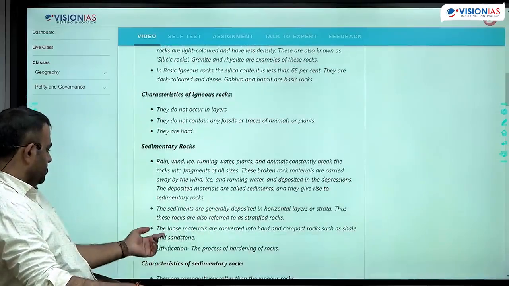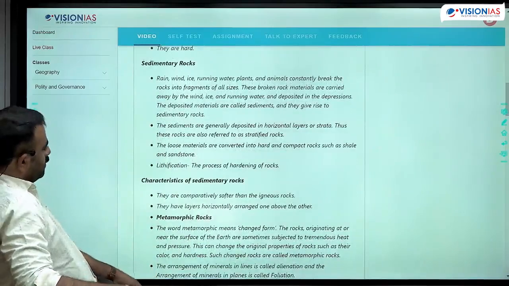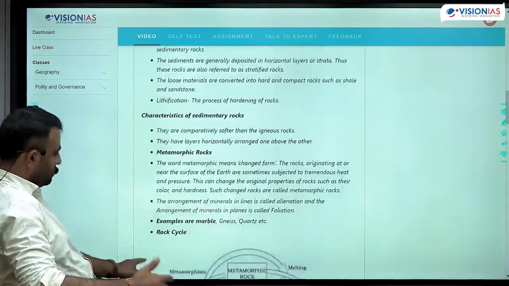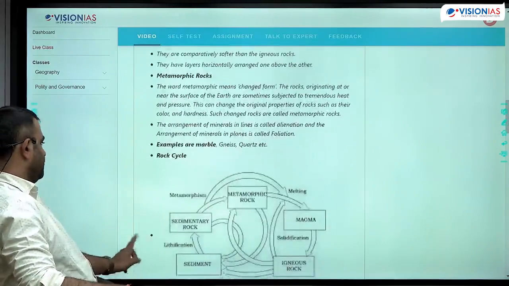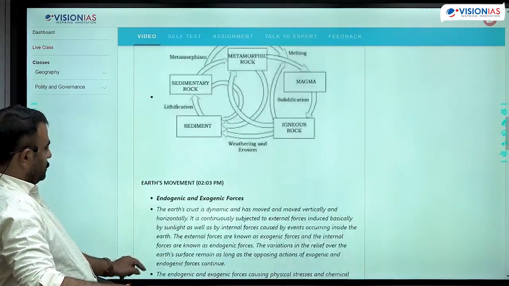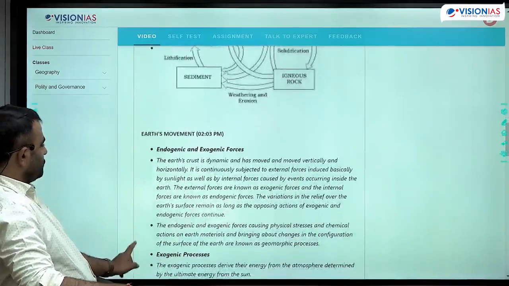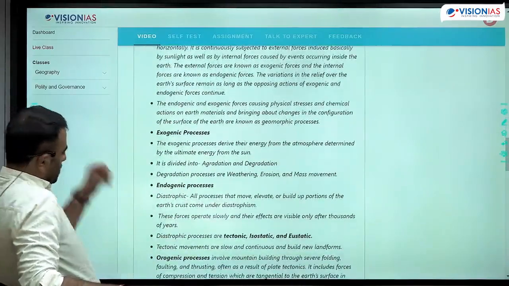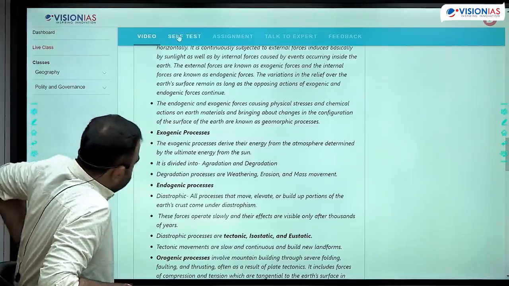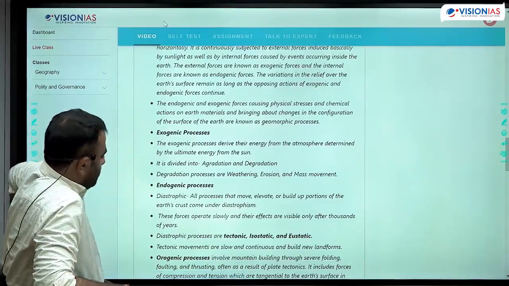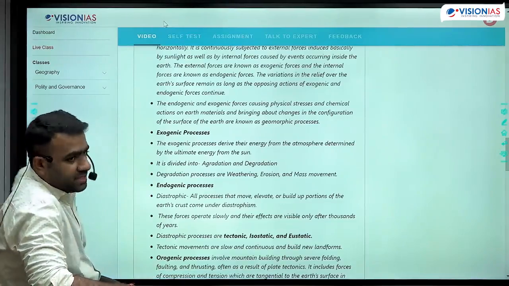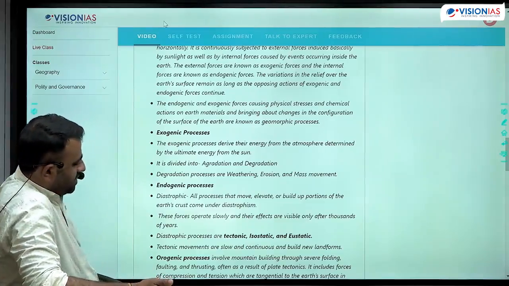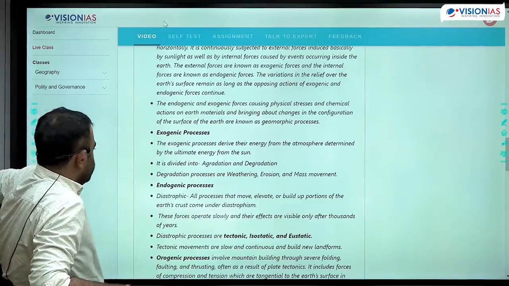sedimentary rocks, the processes involved in the formation of sedimentary rocks, examples and types and their properties, then metamorphic rocks, the process, the examples, formation, the overall rock cycle, continuous changes which are happening. Then different types of Earth's movements are classified into endogenetic and exogenetic forces. Endogenetic are those processes which are changing the nature of the landform above the surface, but happening from inside, right? So exogenetic is changing the nature of the land surface, but happening from outside the surface.